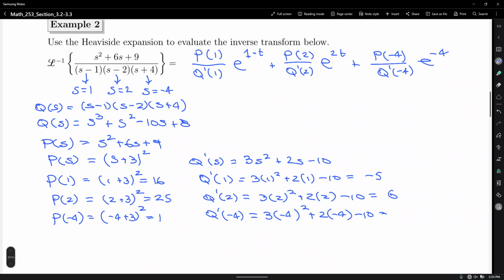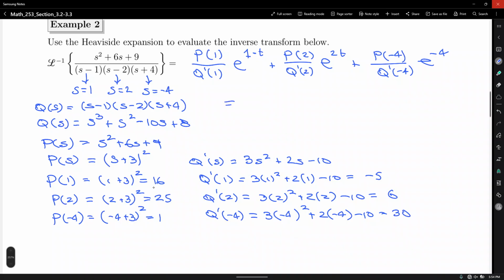Negative 4 squared is 16. 16 times 3 is 48. 48 plus negative 8 is 40. 40 minus 10 is equal to 30. All right. And we're done.